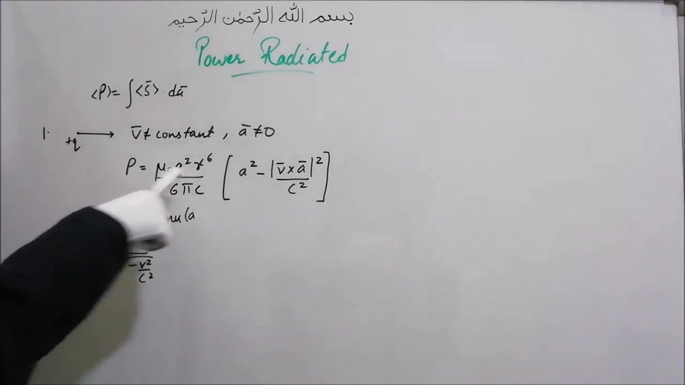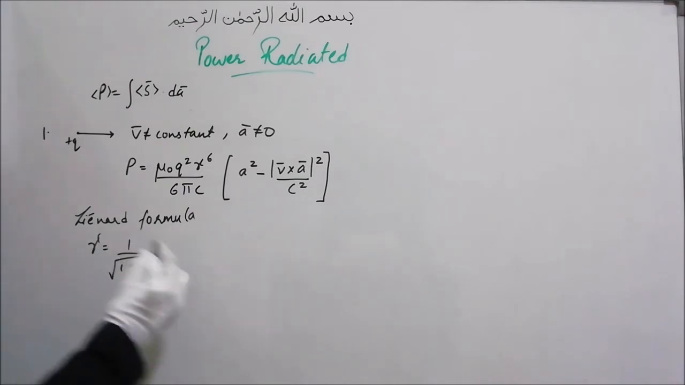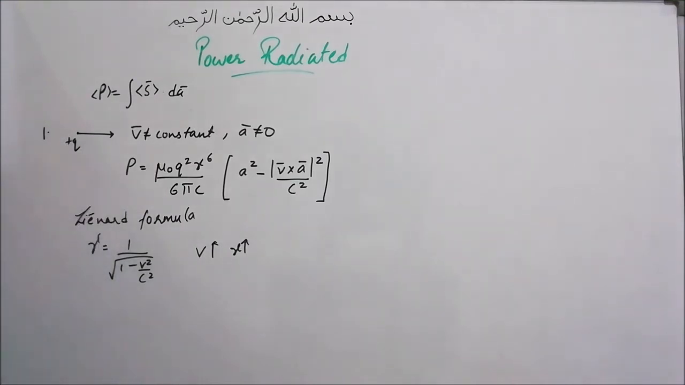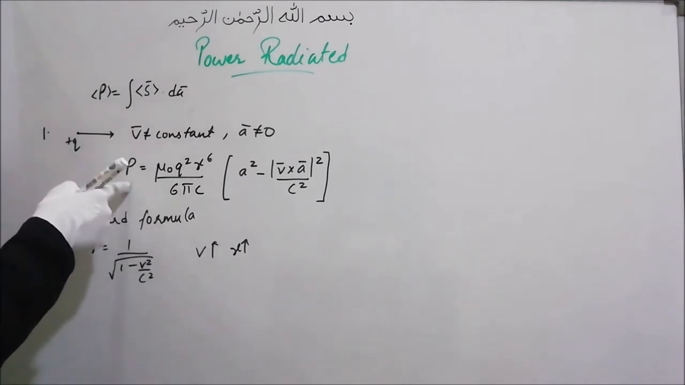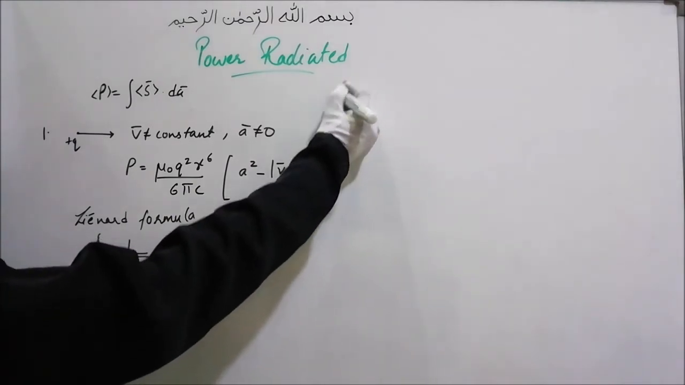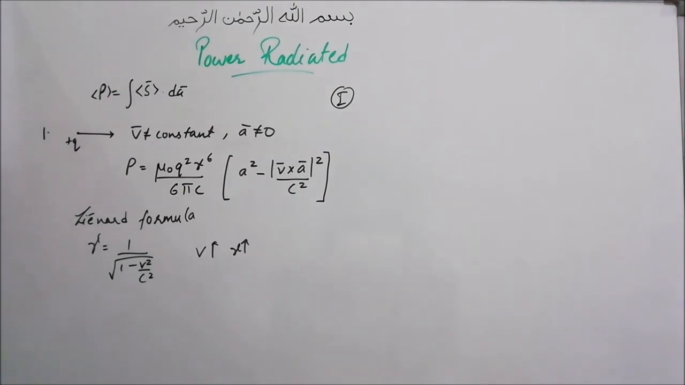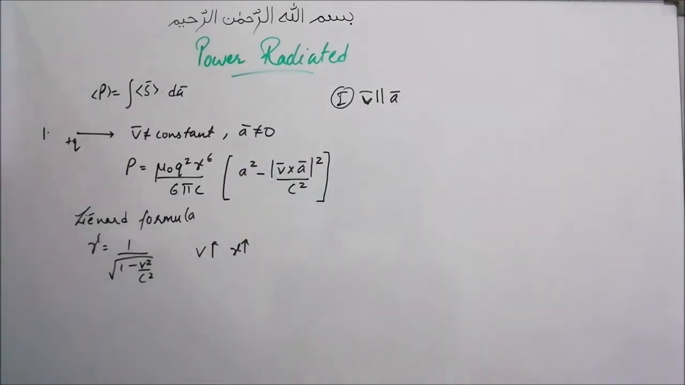Now you can see this power is proportional to gamma raised to 6. We know when velocity increases, gamma also increases, and then power increases enormously. So as v tends to c, gamma increases and power also increases enormously. Here we have three cases. Case 1 is when v and a are collinear, that is, v bar is parallel to a bar.